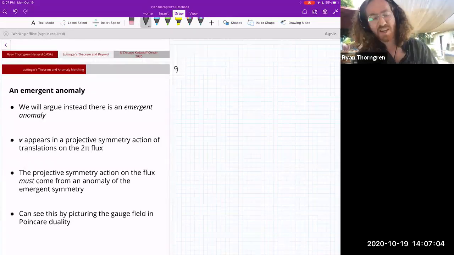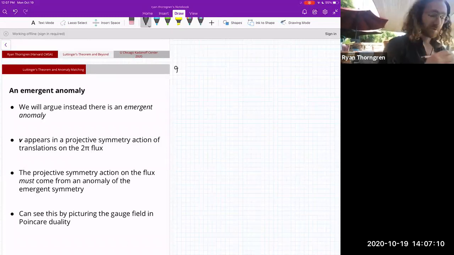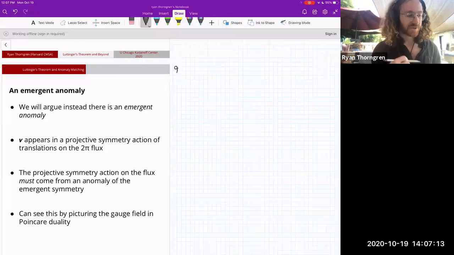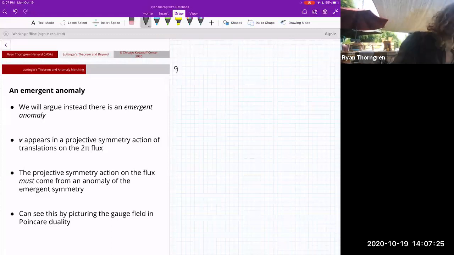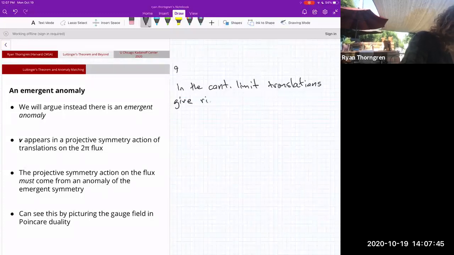So instead of saying that there's some U1 times Z to the D anomaly, which people have tried to say is something like a non-quantized anomaly, I'm going to talk about an emergent anomaly for how these symmetries act in the continuum limit. What's going to happen is that in the continuum limit, all interesting symmetries, well, I shouldn't say all interesting symmetries, but translations, they give rise to an internal symmetry.